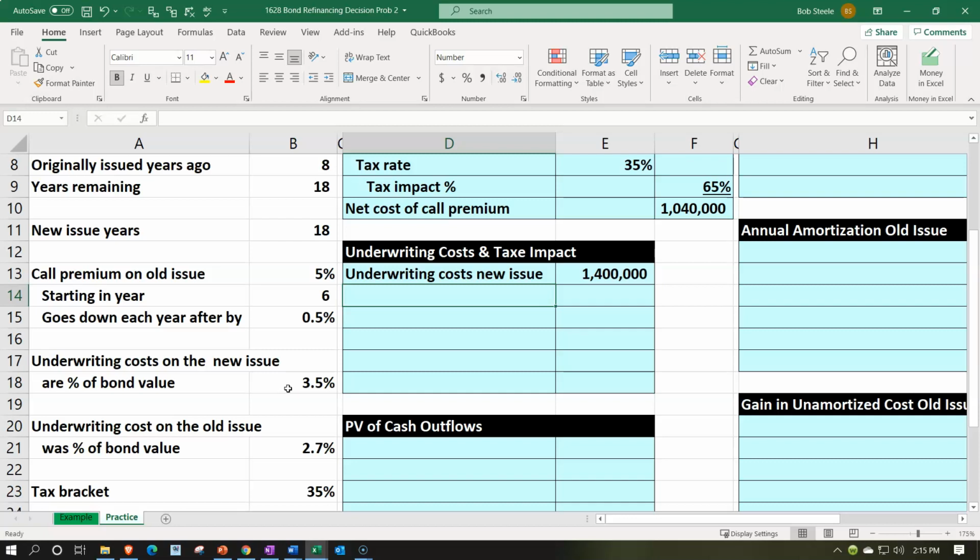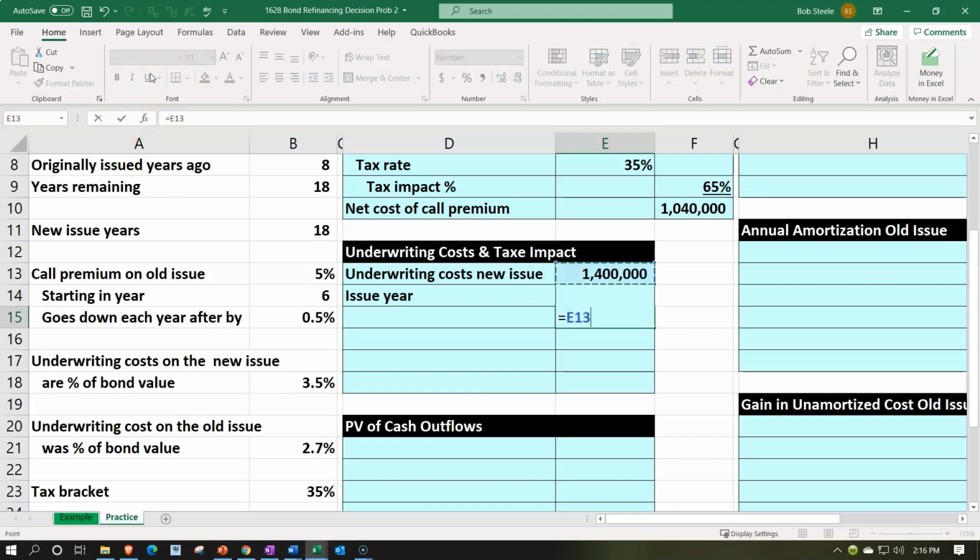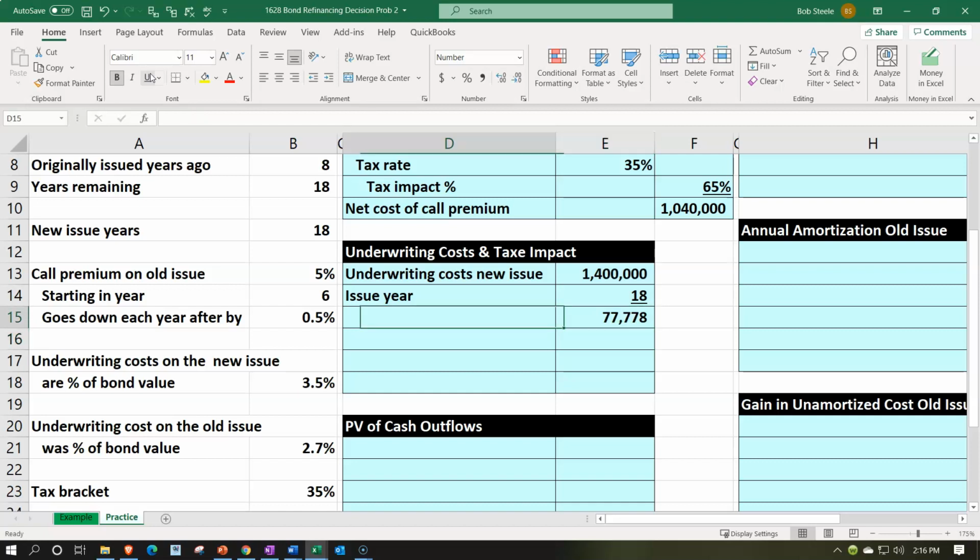For taxes, we're going to assume we can't take the deduction all now, but have to allocate it over the life of the bonds, in this case, 18 years. So issue years, we're going to say are 18 for the life. And therefore, if I underline that, font group and underline it, we've got the 1,400,000 divided by the 18 gives us the 77,778 about. That's going to be basically an expense per year that we're looking at.